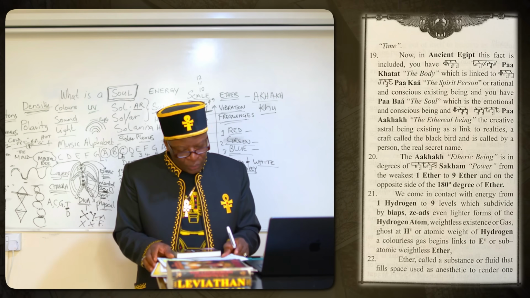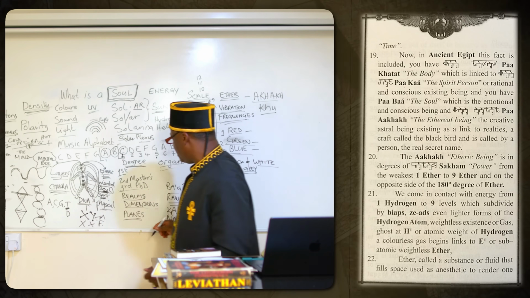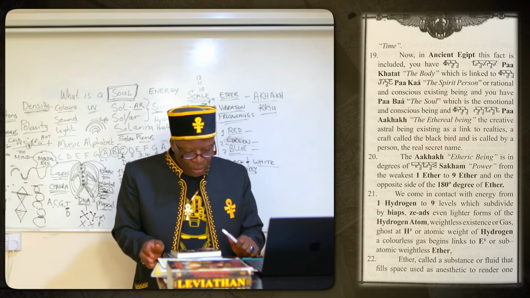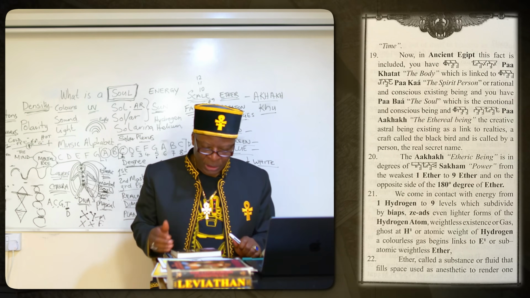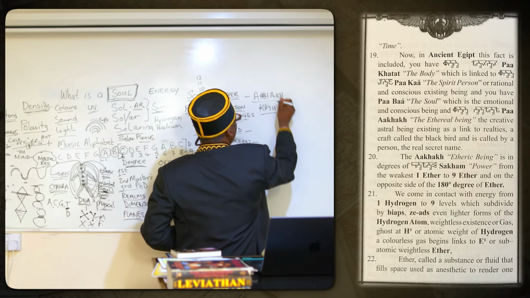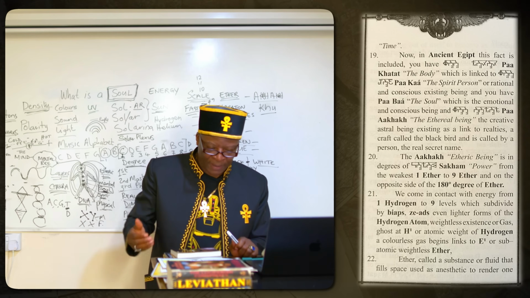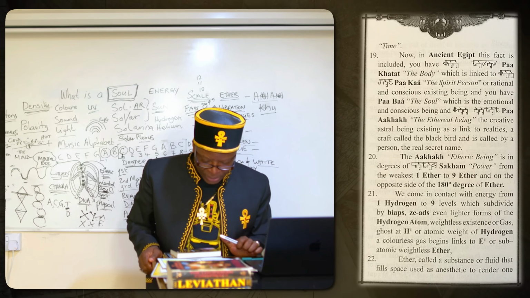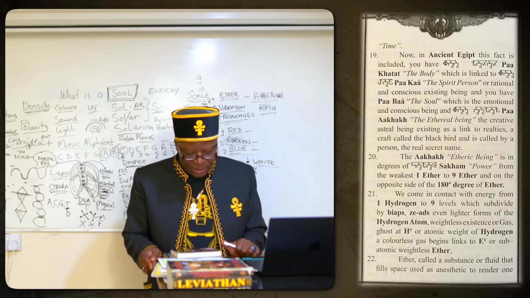All right. And now in ancient Egypt, this fact is included. You have pa khatat. Okay. The khatat is the body, the physical body, which is linked to the pa kha'a, the spirit person, or rational or conscious existing being. And then you have the pa ba'a, the soul, which is the emotional and conscious being. And then you have the pa akh, aka the akh, which is the ethereal being, the creative astral being, which exists as a link to realities, a craft called the black bird, and is called by a person the real secret name. The Archak, etheric being, is in degrees of Sakham or power.